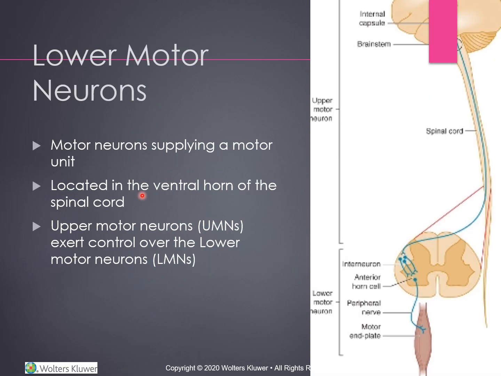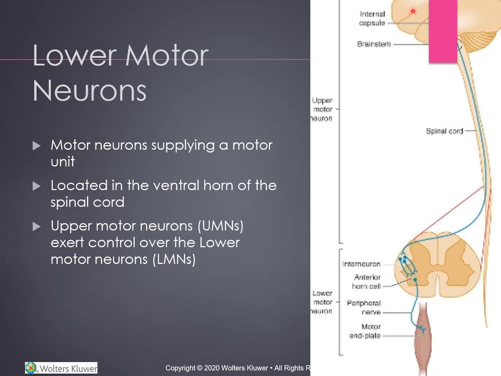Okay, so then we'll talk about the lower motor neurons. Lower motor neurons are motor neurons supplying what we call a motor unit. They're located in the ventral horn of the spinal cord, so you can see that right here. Upper motor neurons that project from the brain exert control over the lower motor neurons. So an upper motor neuron stems down from the brain through the spinal cord, and then it synapses with a lower motor neuron that supplies a motor unit. Okay, and that happens down here in the spinal cord.